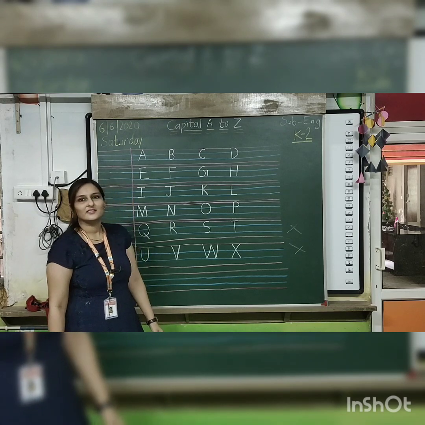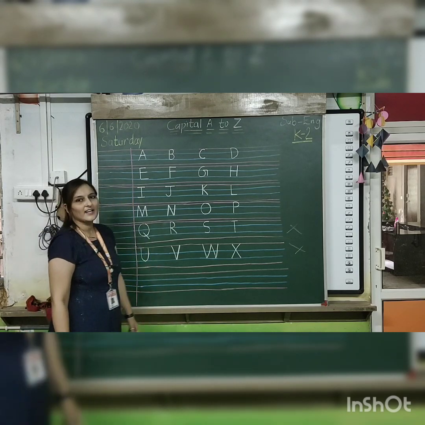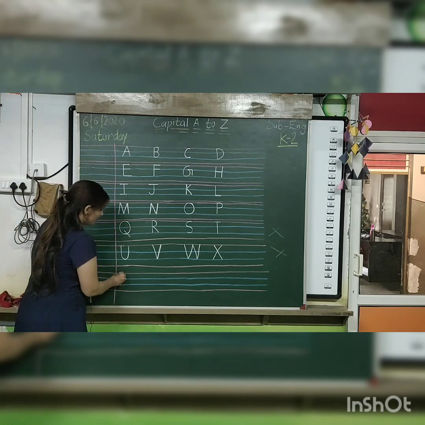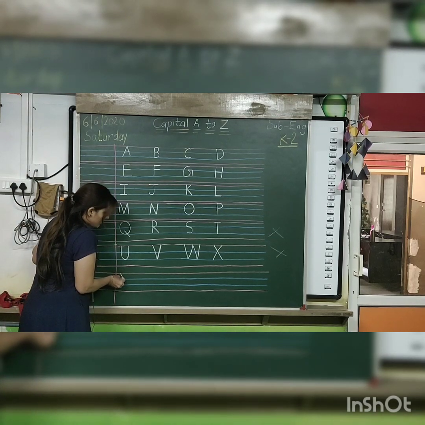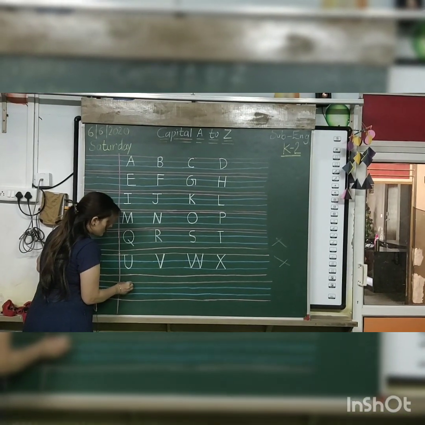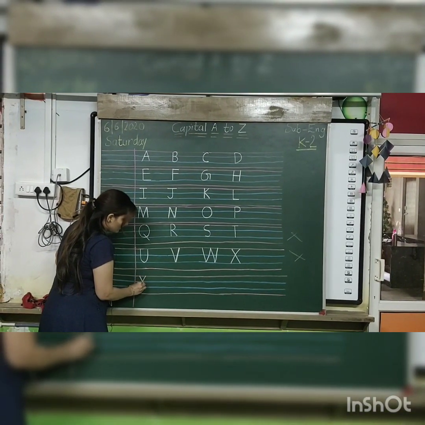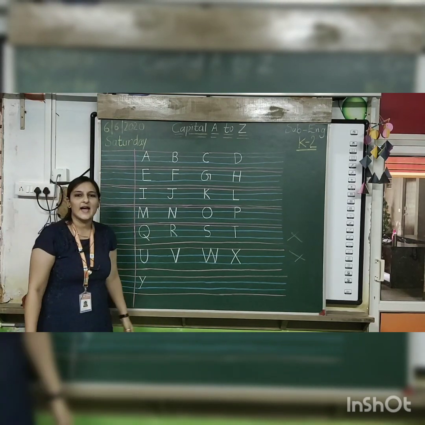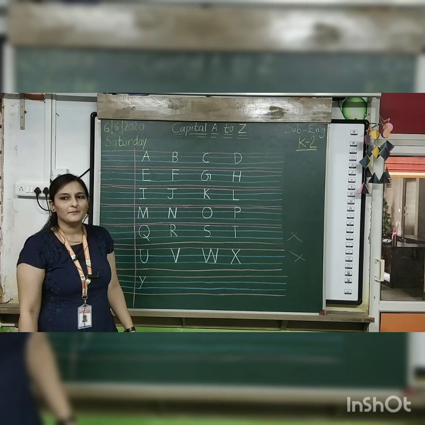X. X for Xmas tree. Next, write on this line. Write red line to blue line, small slanting line. Then again big. Start from red line to second blue line. Okay. Like this you have to write. Y for yak. Y. Repeat with me.